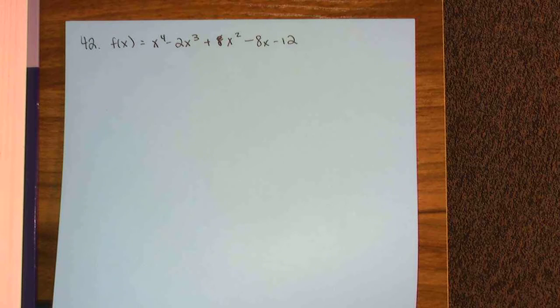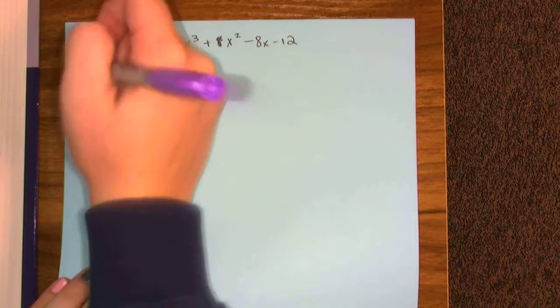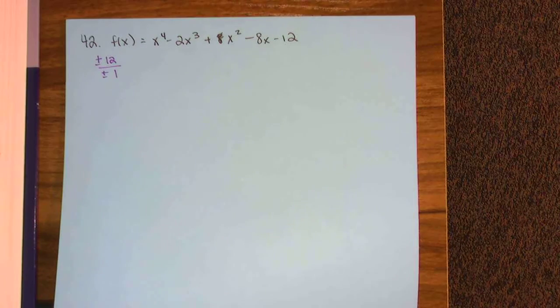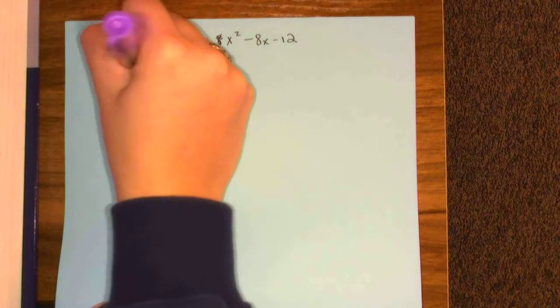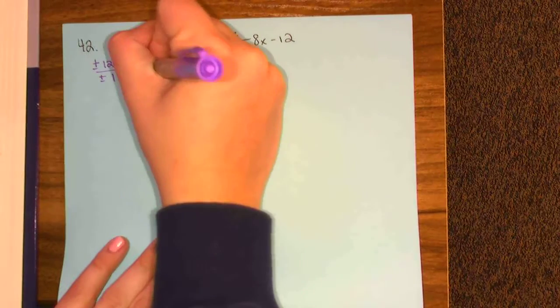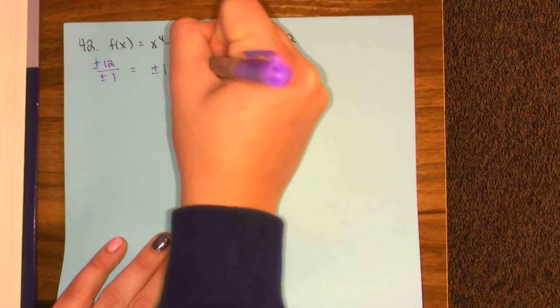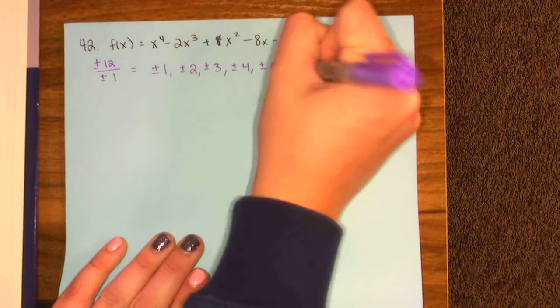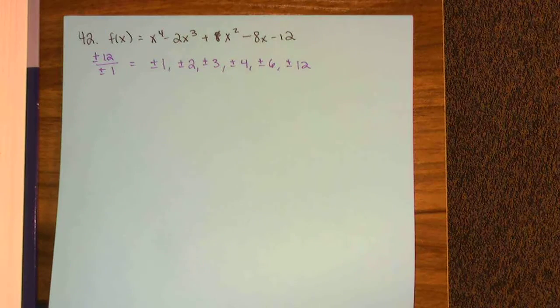So, how do I find potential zeros? Which one goes on top? Okay, plus or minus 12 over plus or minus 1. Since it's just 1, I'm just going to write the numbers out. So what are all my factors of 12 in order? 1, 2, 3, 4, 6, 12. Alright, so 1, 2, 3, 4, 6, and 12, all plus or minus, are your options.